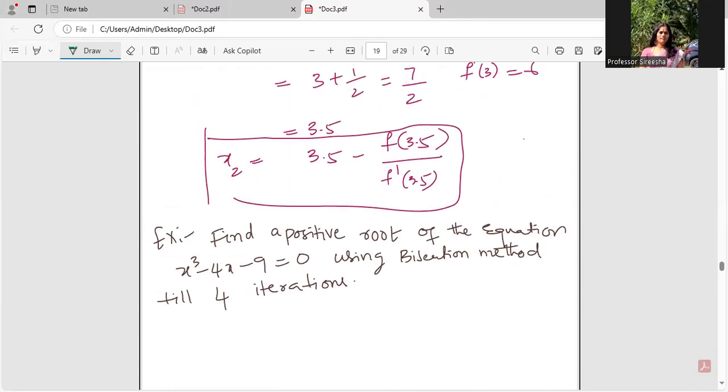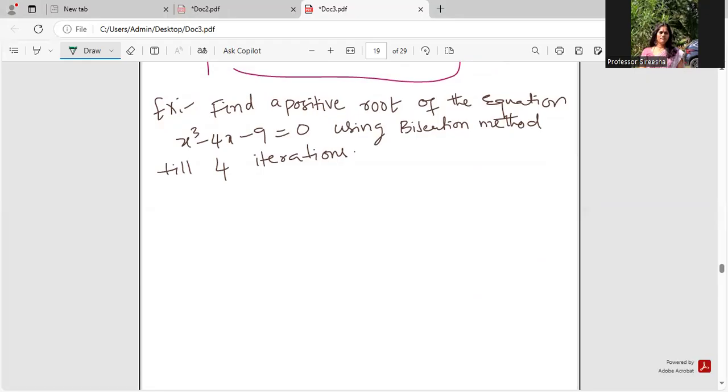There's a problem on the bisection method. Find a positive root of the equation x cube minus 4x minus 9 is equal to 0 using the bisection method. I have made a mention that 4 iterations I have to carry out. That means, apart from finding the interval, I have to find x1, x2, x3, x4. This is one version of asking, guys, or there will be one more version.